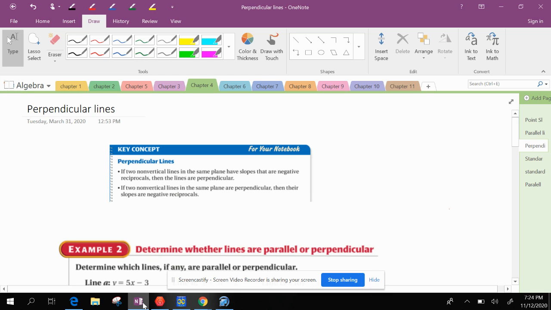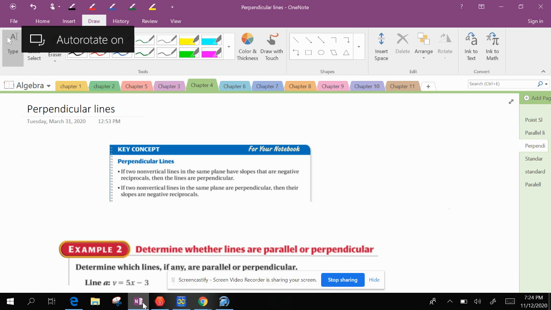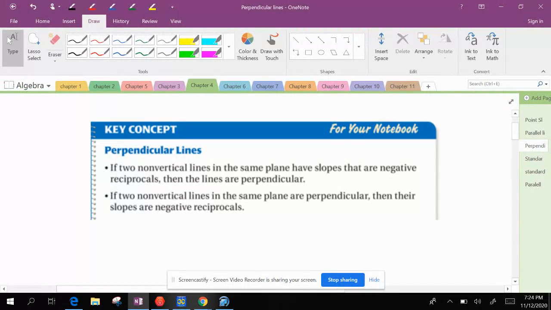Perpendicular lines. We just got finished up with parallel lines. Let me turn my computer. There we go. Now we're going into perpendicular. So here's the Webster's dictionary definition of perpendicular lines: two non-vertical lines that are on the same plane and have slopes that are negative reciprocal.